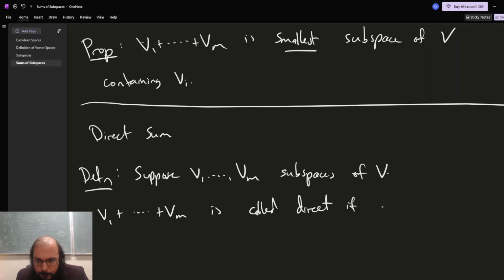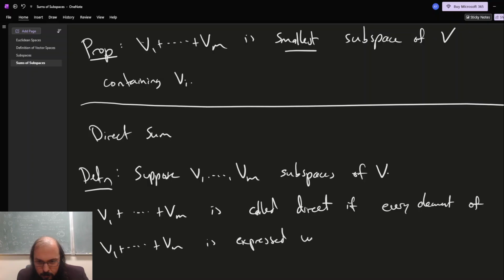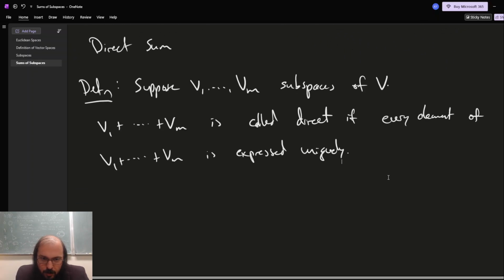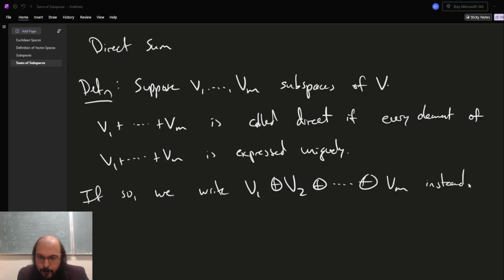if every element of V1 plus through Vm is expressed uniquely. And in that case, we will write V1, and then we'll write this circled plus symbol instead to emphasize that it's a direct sum.